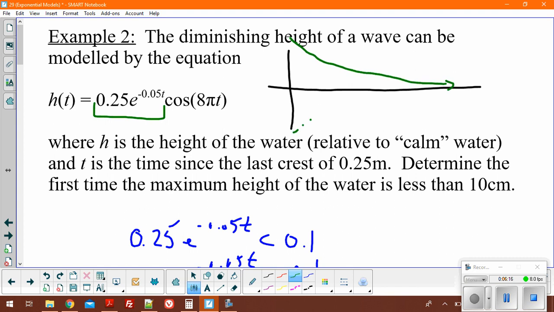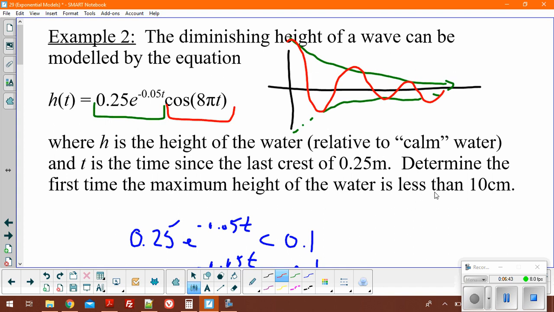If I draw its mirror image underneath, I get kind of a funnel here. And cosine is going to be bouncing back and forth between those two curves, right? Cosine, something like this. And that's how it's modeling a wave that's getting smaller and smaller. Okay. So determine the first time the maximum height of the water is less than 10 centimeters.